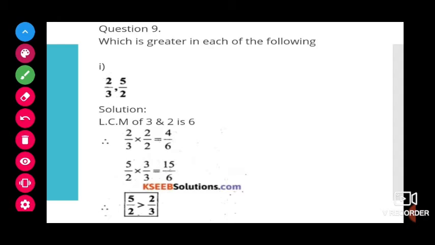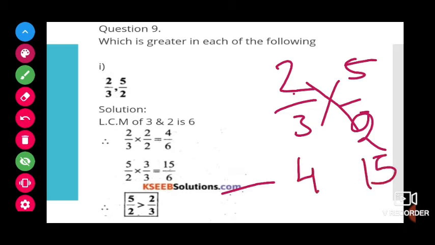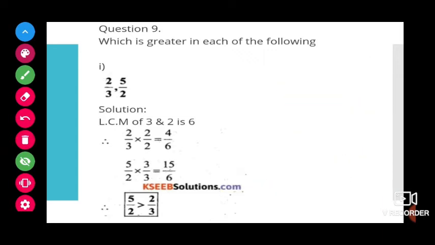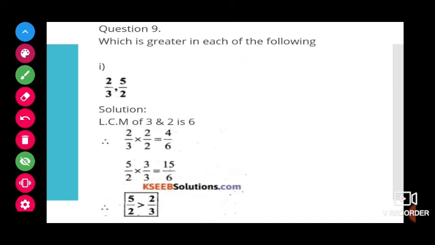Or else one more method also you can use, that as I told you, 2 by 3 and 5 by 2, cross multiplication you can do. 2 2s are 4, 5 3s are 15. So which side is the lesser? This side is the lesser. So 2 by 3 is less than the 5 by 2. That's what they are showing here also. Or else equalizing the denominator, little long process.